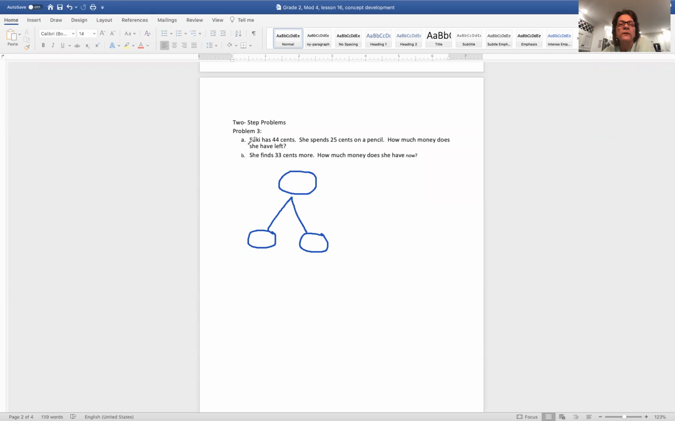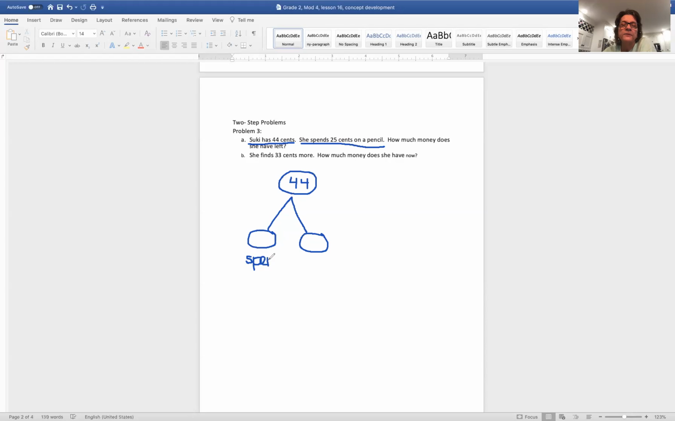So we should also underline our knowns. Suki has 44 cents and she spends 25 cents on a pencil. How much does she have left? All right, so we're going to take this 44 cents that she has, which is her total. And in here, we're going to put what she spends. So I'll put it spends underneath this part.